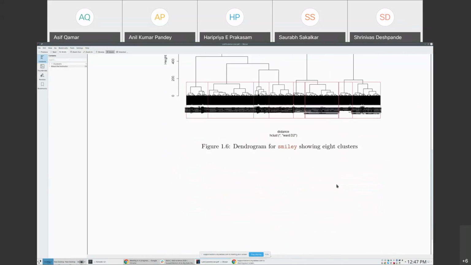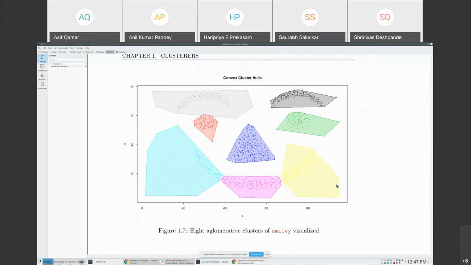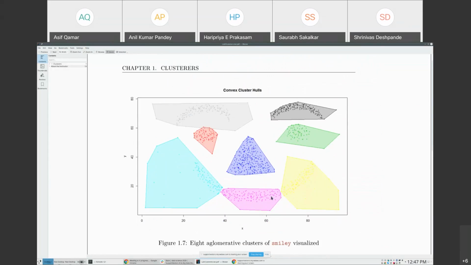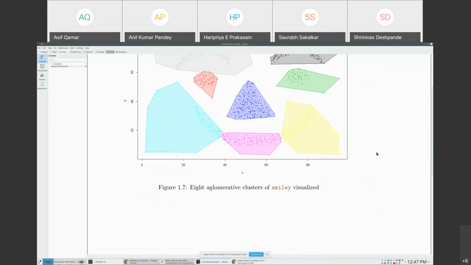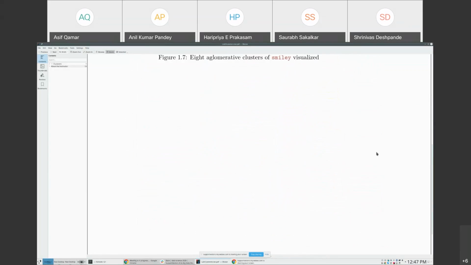When you do this using a dendrogram, once again, this is the best you can do, which is 1, 2, 3, 4, 5, 6, 7, 8. K is equal to 8, very similar to k-means clustering. If you cut it at k is equal to 8, right? This is what you get with agglomerative clustering also.